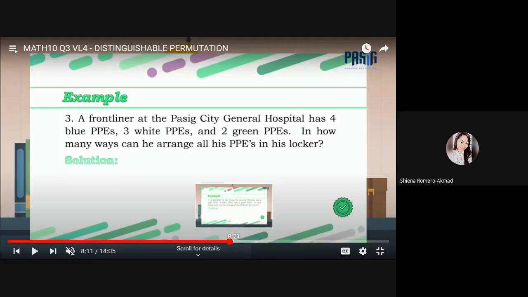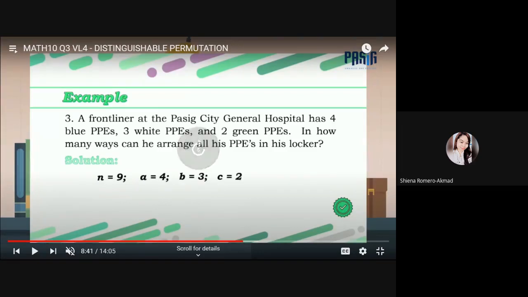If you solve this problem, syempre bilangin natin muna ilan ba yung PPEs. Lahat-lahat is 9. Apat yung blue, tatlo yung white, and dalawa yung green. Then, how many ways can he arrange it? If you solve that, we have 9 factorial divided by 4 factorial times 3 factorial times 2 factorial, which is equal to 1,260 ways.